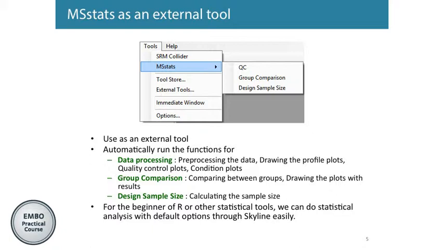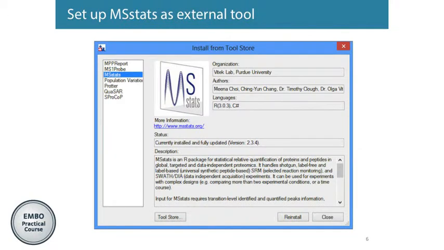Okay, so just before, how to install this one. Click under the tool, click the tool store, and you can see these windows pop up. Here there are multiple external tools that already exist in Skyline, and MSstats is one of them. If you click it, you can see all the information about MSstats: the organization and what language we need, R and C+.